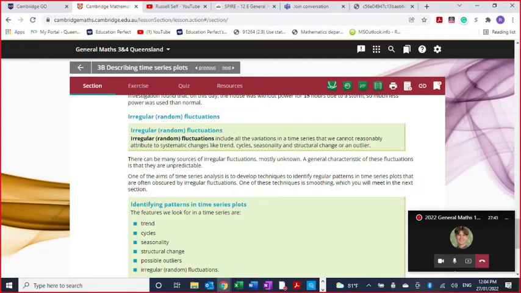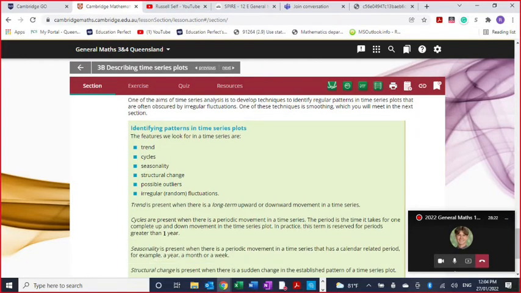And then you can also have what are called irregular or random fluctuations. Not every time series is going to show a regular pattern of increasing or decreasing or seasonality. There could be just things that happen that cause irregular fluctuations. And if that's the case, then you're not going to be able to predict what's going to happen in the future based on what's happened in the past. But in most time series, you're able to predict the future behavior of a line based on its past behavior. But if it's irregular, you're not going to be able to do that.